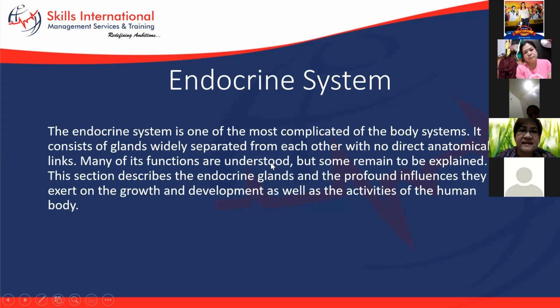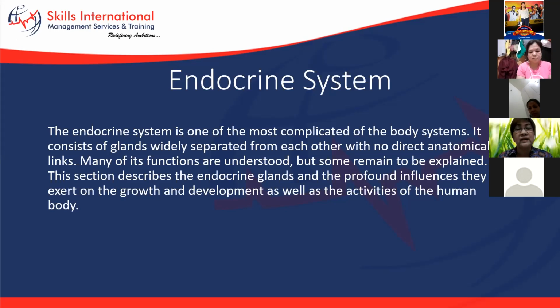So, the endocrine system. The endocrine system is one of the most complicated of the body systems. Why? Because it consists of glands widely separated from each other and with no direct anatomical links. Many of its functions are understood, but some remain to be explained. This section describes the endocrine glands and the profound influences they exert on the growth and development, as well as the activities of the human body.